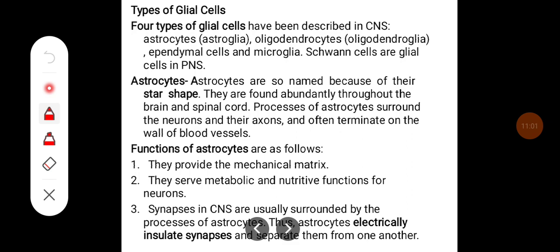There are different types. At least 4 types of glial cells have been described in the CNS: the astrocytes, also called astroglia, oligodendrocytes, also called oligodendroglia, ependymal cells, and microglia. Schwann cells are glial cells in the peripheral nervous system.